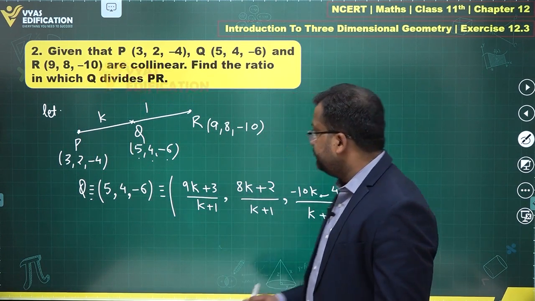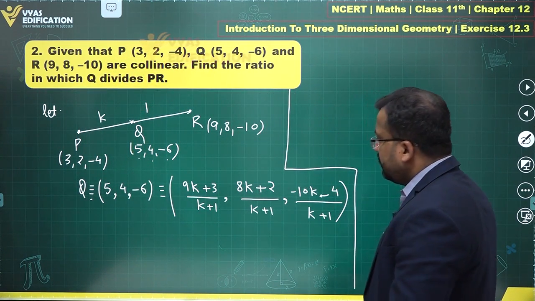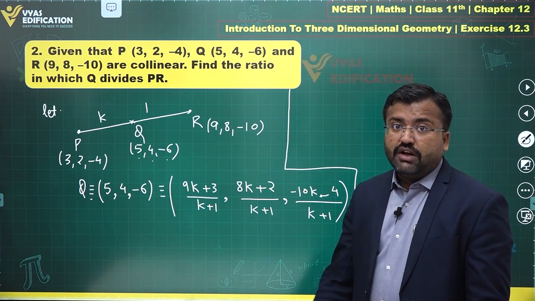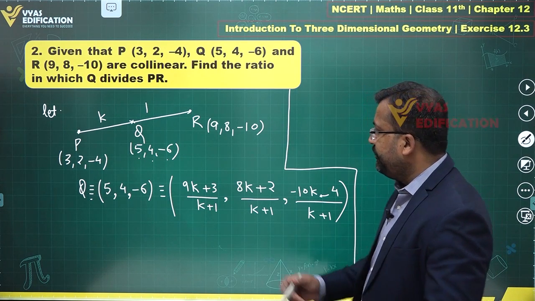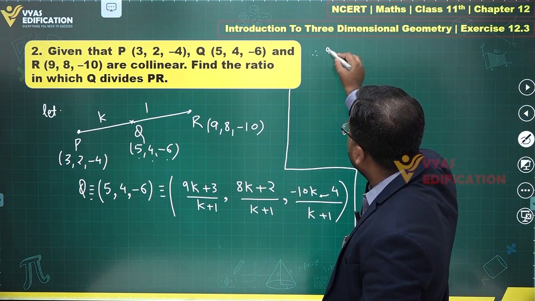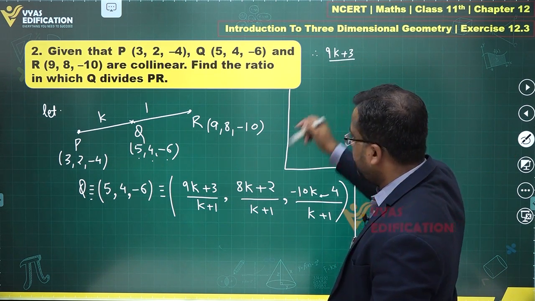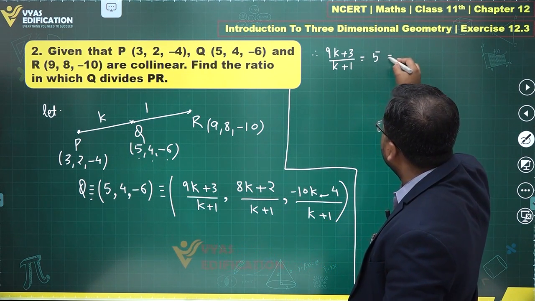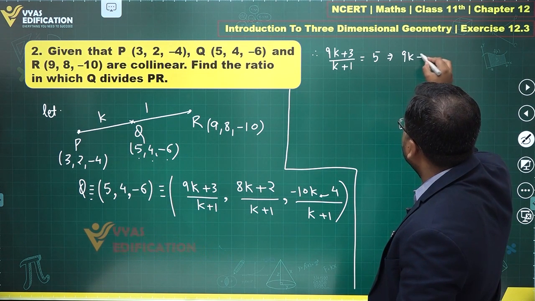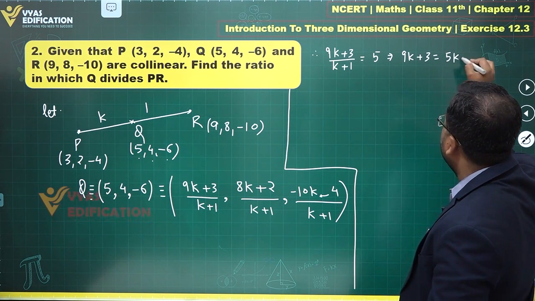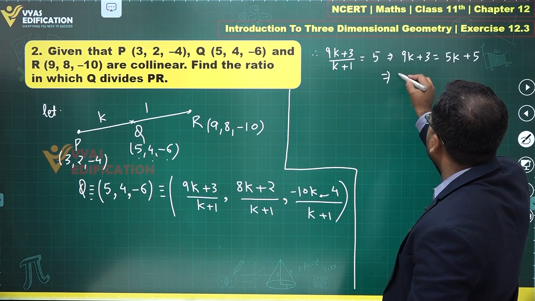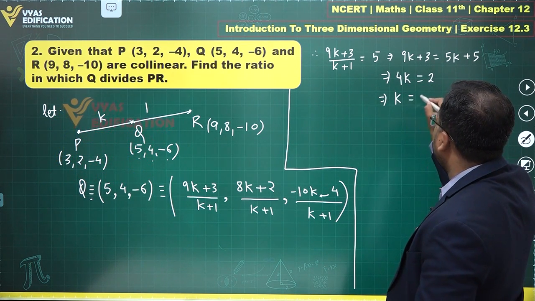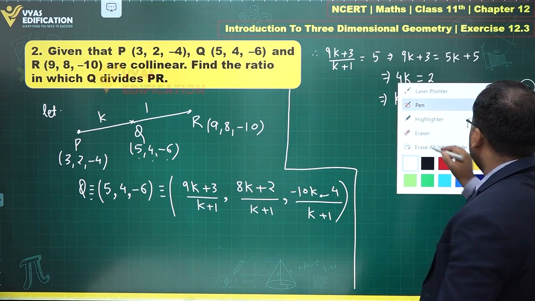Let's find the value of K. Using which one? We can use either X coordinate, Y coordinate or Z coordinate. It is already given that PQR are collinear. So we can use any one for that matter. Let's use therefore 9K plus 3 upon K plus 1. This X coordinate is equal to that X coordinate 5 over there. That tells me 9K plus 3 is equal to 5K plus 5. What does that tell me? 4K is equal to 2, or K is 2 upon 4, which is 1 upon 2.